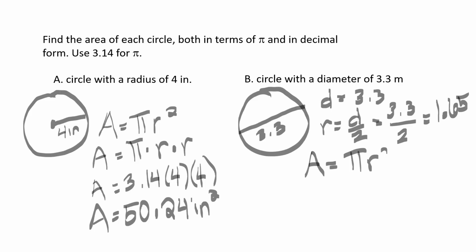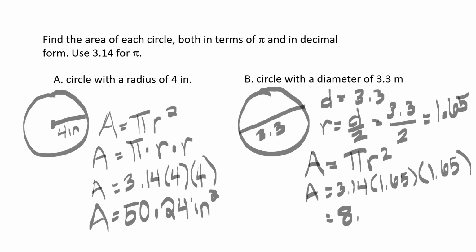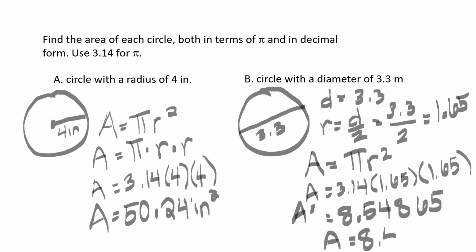Area equals pi r squared. So we have 3.14 times 1.65 times 1.65. And when we multiply that out, we would get 8.54865. This one kind of goes on for a long time. And if we wanted to, we could round that if it asked us to. So I'm going to just round it to the nearest tenth. So 8.5 square meters.